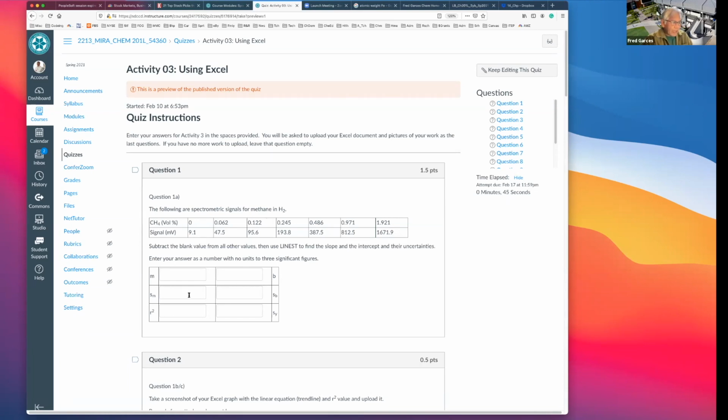S sub M is the standard deviation of the slope. S sub B is the standard deviation of the intercept. S sub Y is the standard deviation of the Y value, and R squared is the correlation factor. R squared tells you how well your data points fit a straight line because we are doing linear regression. If the correlation factor is 1.0, then your points are directly on top of a straight line.